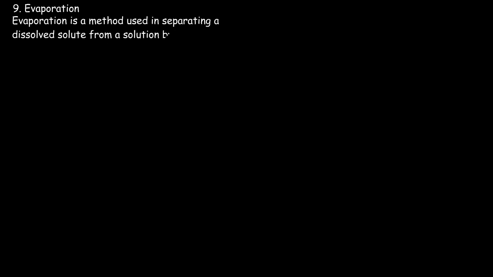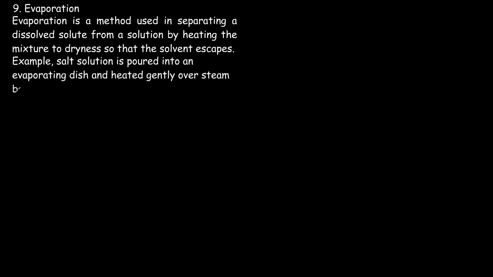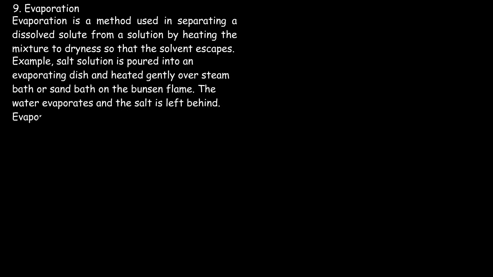Number 9, evaporation. Evaporation is a method used in separating a dissolved solute from a solution by heating the mixture to dryness so that the solvent escapes. Example: salt solution is poured into an evaporating dish and heated gently over a steam bath or sand bath or a Bunsen flame. The water evaporates and the salt is left behind. Evaporation is used in salt making industries.